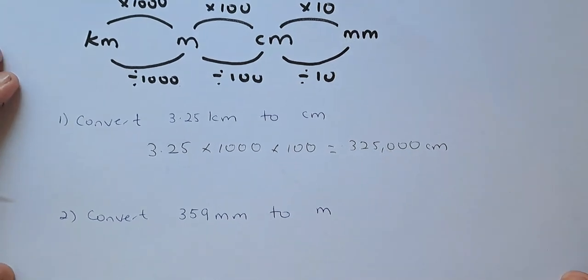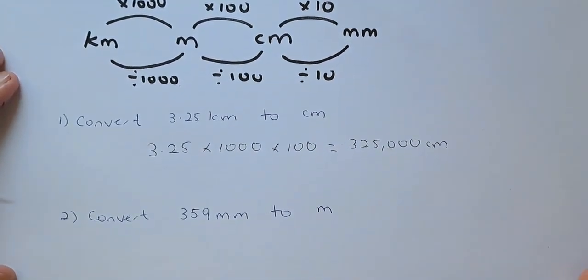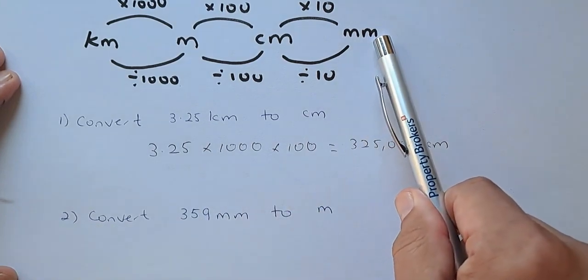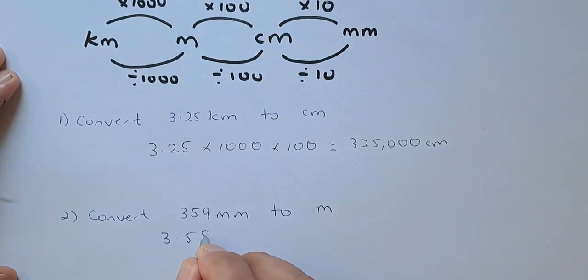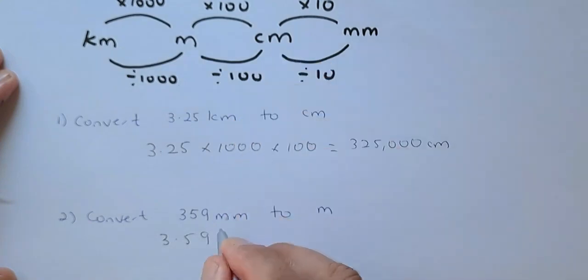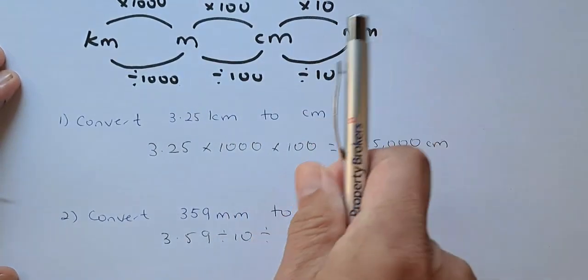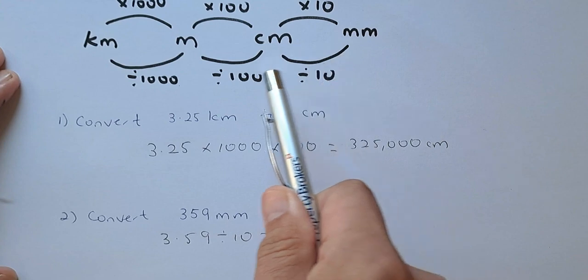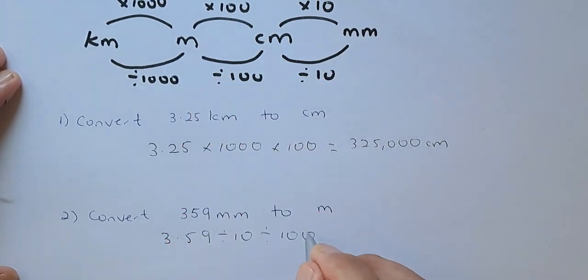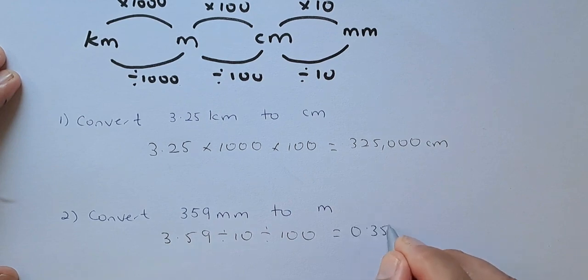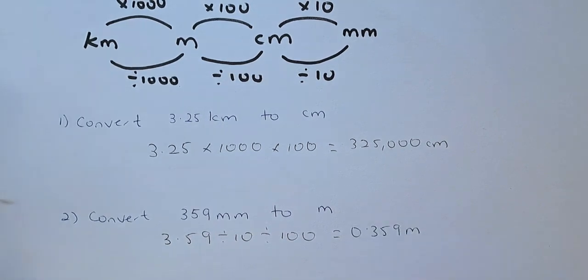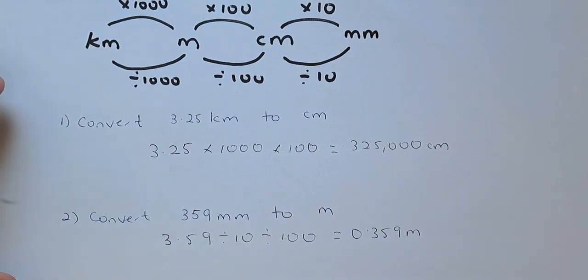Now we look at the second example. I'll leave the diagram up there. You have to convert 359 millimeters to meters. You take 359, divide by 10, and then from centimeter you divide by another 100. You put it in your calculator, and the answer is 0.359 meters. That is how you convert kilometers to centimeters and millimeters to meters.